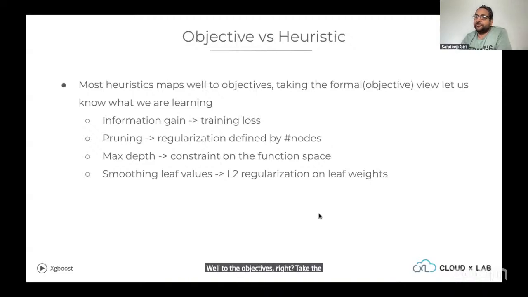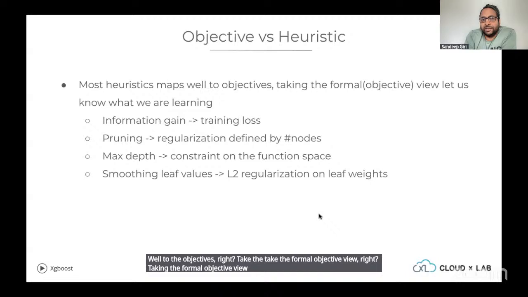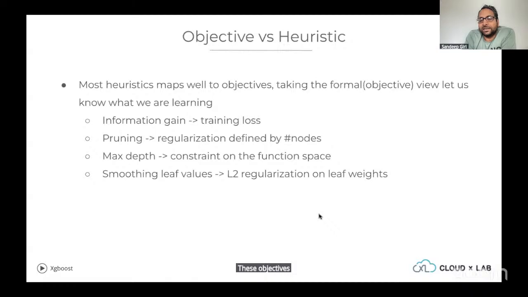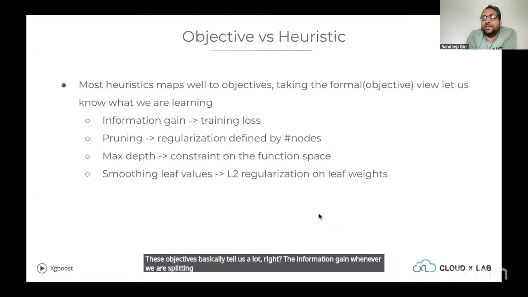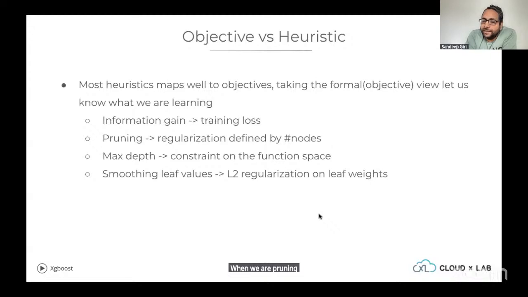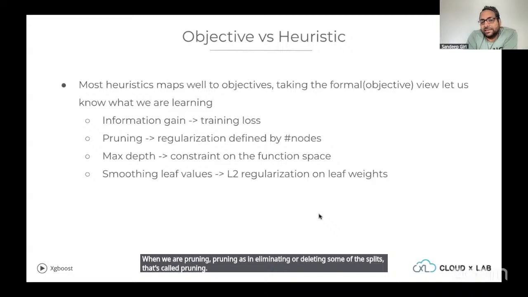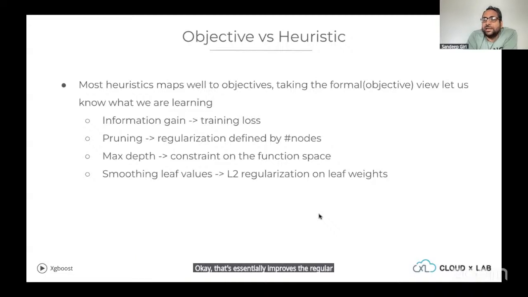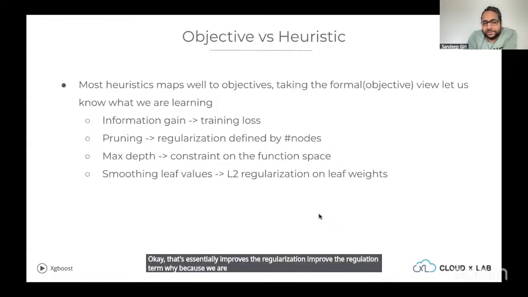Taking the formal objective view lets us know what we are learning. These objectives tell us a lot. The information gain whenever we are splitting is usually improving the training loss. When we are pruning, as in eliminating or deleting some of the splits, that essentially improves the regularization term. Why? Because we are removing some of the splits. Maximum depth, okay, it's a constraint.